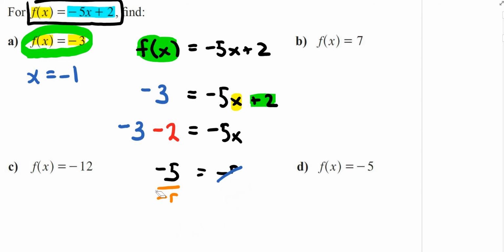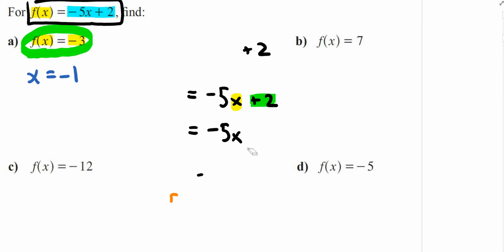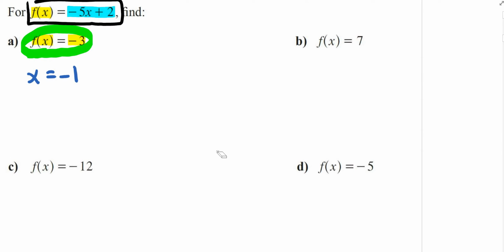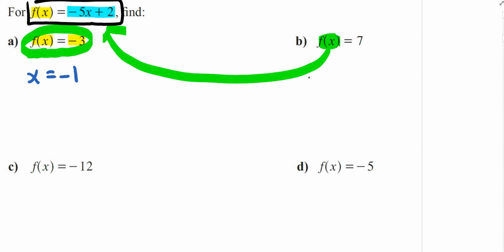And as I do more of these questions, I probably won't write out every single step, but I'll just jump down to what you really need to do here, right? So for question 4b, here's f of x. Well, f of x equals negative 5x plus 2, right? So here's my negative 5x plus 2, and that equals 7.